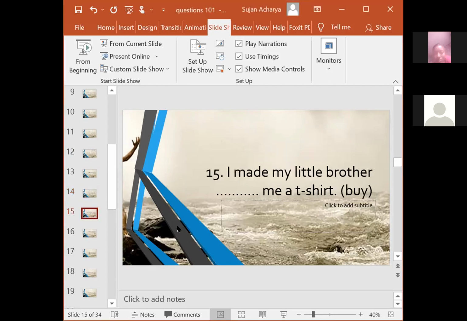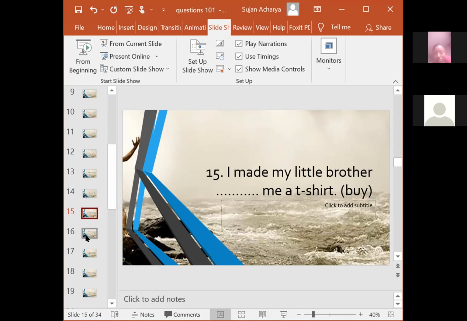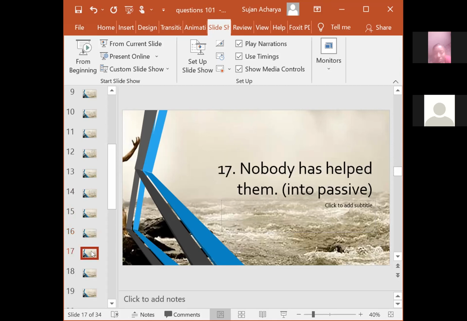Next, number 15. I made my little brother, made plus object followed by V1, go. Number 16. She gets her mother, get plus object, to buy her a headband. Get plus object always takes to. We'll go into these causative verbs later on. Don't worry, even if you are not able to answer. For those who have already read, it will be a kind of revision. For those who are new to this lesson, it's a kind of initiation into the lesson as well.